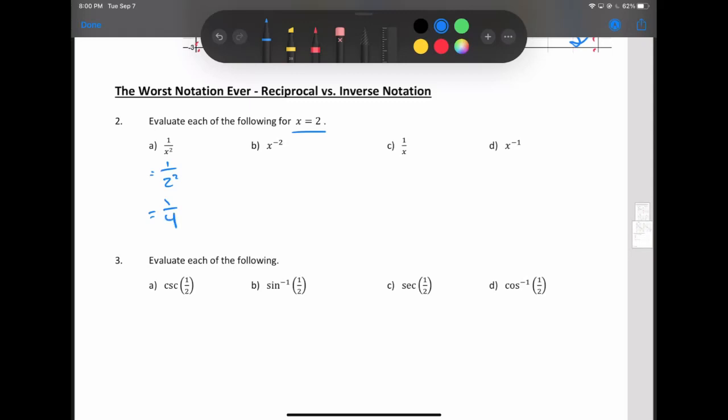Let's do the same thing for x to the -2. X to the -2 is 2 to the -2, which is 1 over 2 to the +2, which is 1 over 4. Exactly what you think it would be. Because we're always taught that a negative exponent is a reciprocal. It's just 1 over the value. Similarly, 1 over x is just 1/2. This becomes 1 over x when you take the reciprocal, which is just 1 over 2. Okay, so what that means is that these two are the same. They mean the same thing. These two mean the same thing.